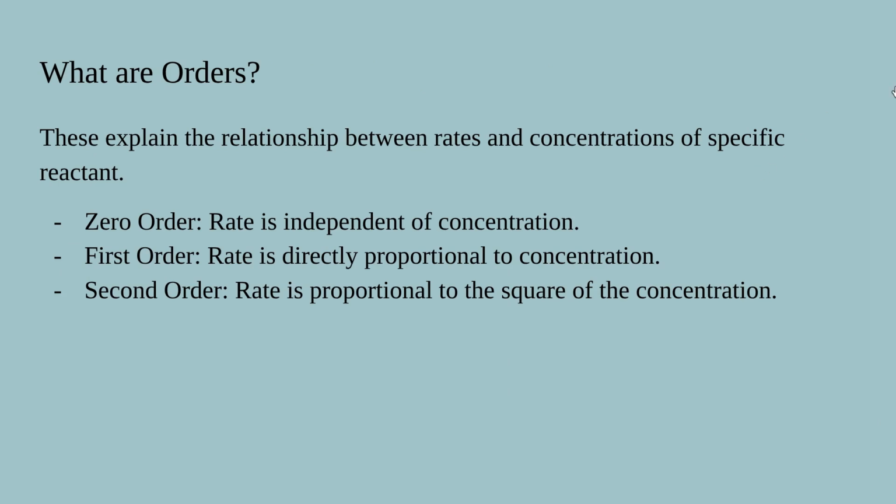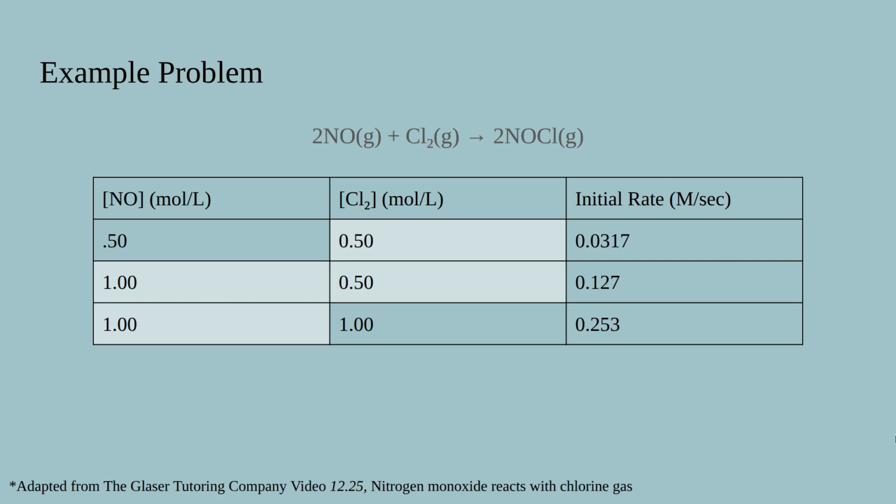What are orders? Within these laws are reaction orders. A zero-order reaction means that rate is independent of concentration. A first-order reaction implies a direct proportional relationship, while a second-order reaction is when the rate is proportional to the square of the concentration. These values are essential for understanding sensitivity of reaction to its environment and necessary to determine the value of k. Next up is the example problem.